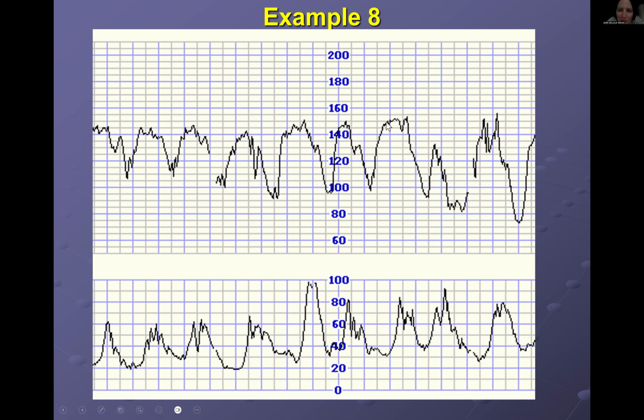Yeah, so variability is reduced, because variability is like each squiggle. Even here, it's not more than 5, so it is reduced. Variability is reduced overall. Okay. So accelerations. Do you think there are accelerations? No, there are no accelerations. Well done. Very good. And what about decelerations?